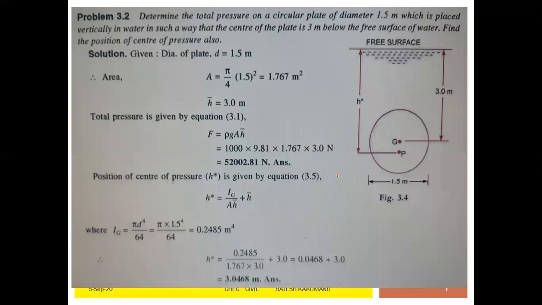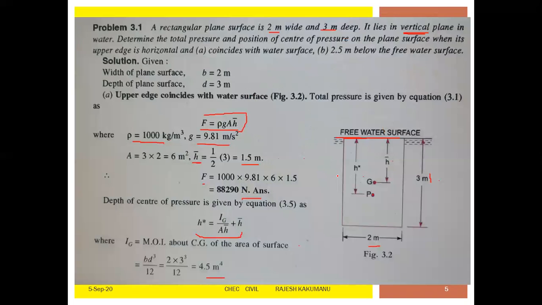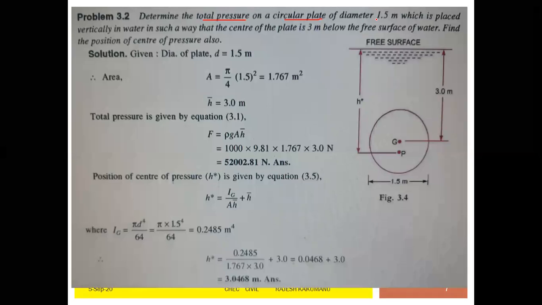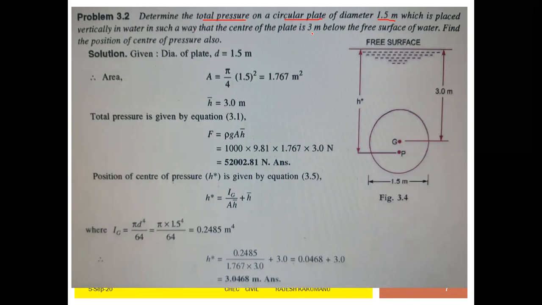Next, I will take another plane, a circular plane. Now see here: determine the total pressure on a circular plate of diameter 1.5 meters, which is placed vertically in the water such that the center of the plate is 3 meters below the free surface of water. Find the position of the center of pressure.